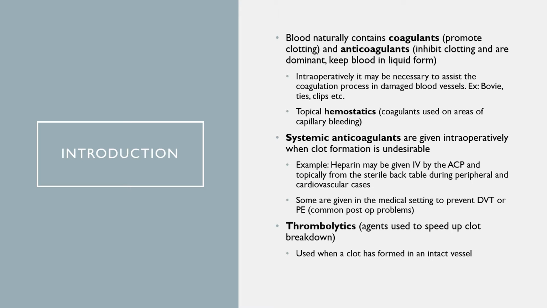We also have systemic anticoagulants. These are given intraoperatively when clot formation is undesirable. So for example, heparin may be given IV by the anesthesia care provider or topically applied from the sterile back table during peripheral and cardiovascular cases. Some are given in the medical setting to prevent DVT, which is deep vein thrombosis, or PE, or pulmonary embolisms. These are common post-op problems that we've talked about before.